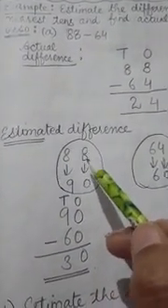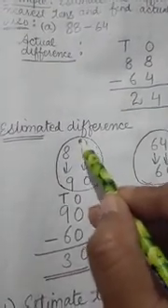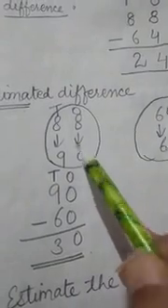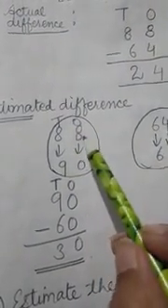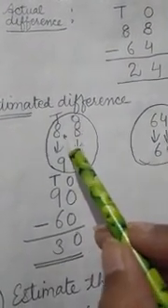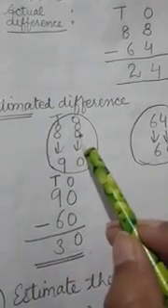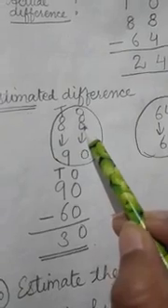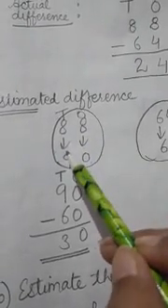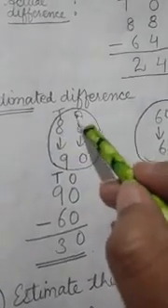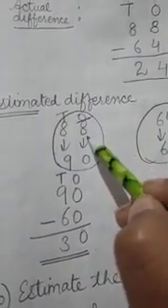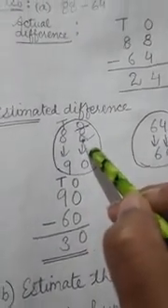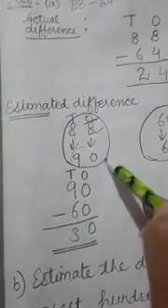Firstly we will do the estimation to the nearest tens. This is the ones place digit and this is the tens place digit. Ones place digit will become 0, and the tens place digit will be written according to the ones place digit. Ones place digit is more than 5, it is 8, so this 8 will become 9. So 88 rounded to the nearest tens becomes 90.